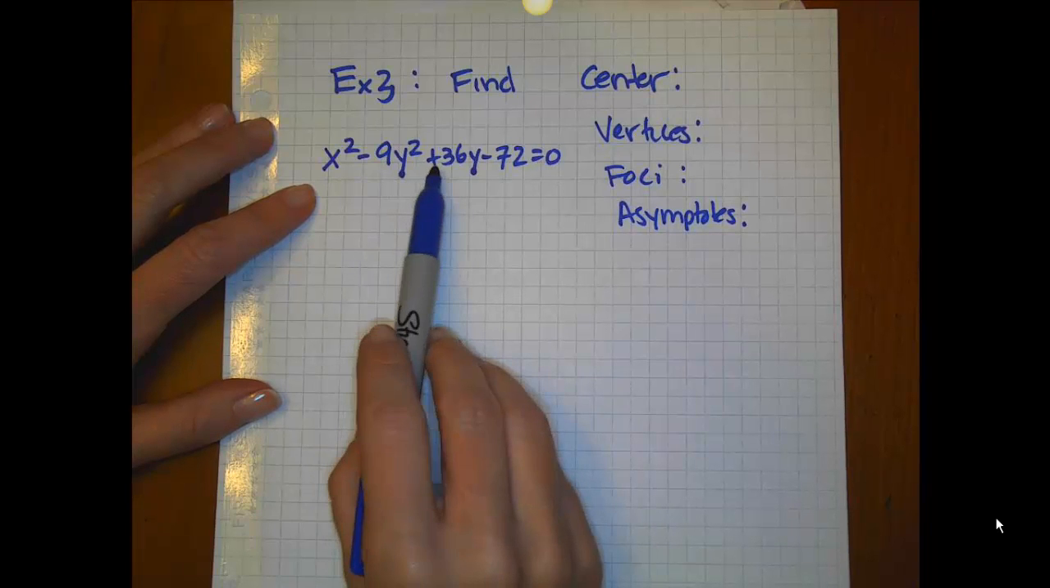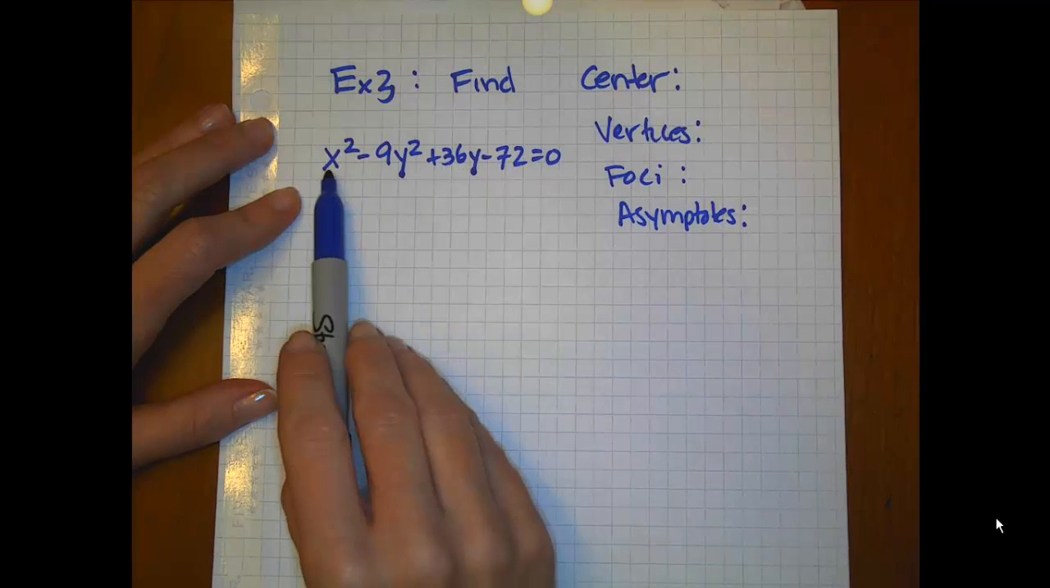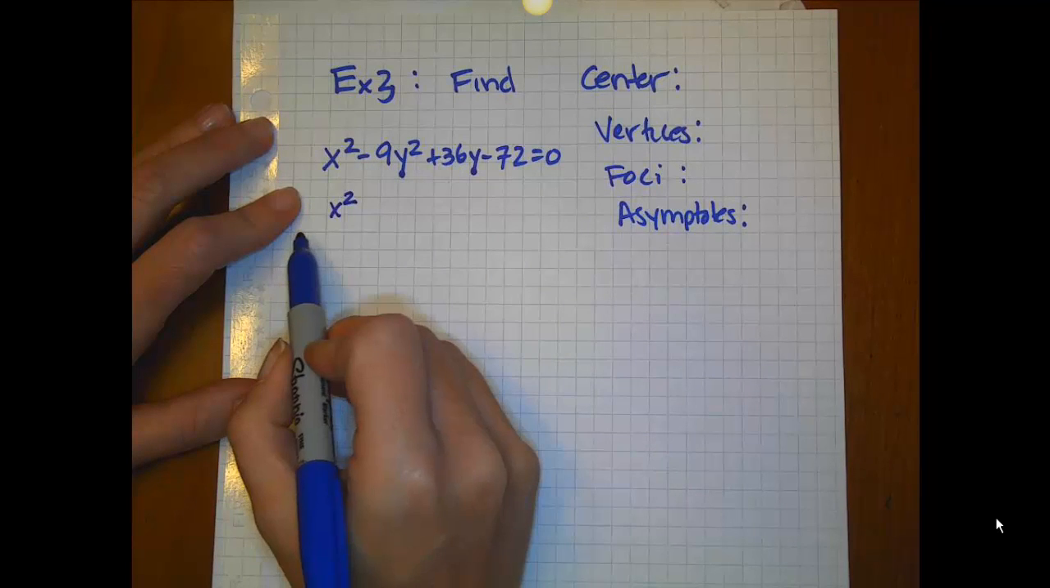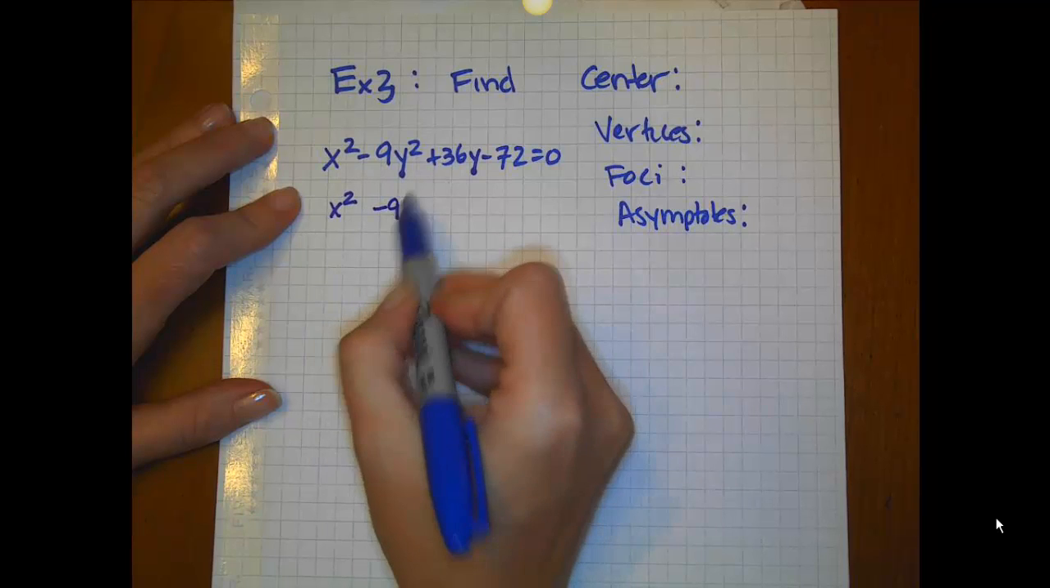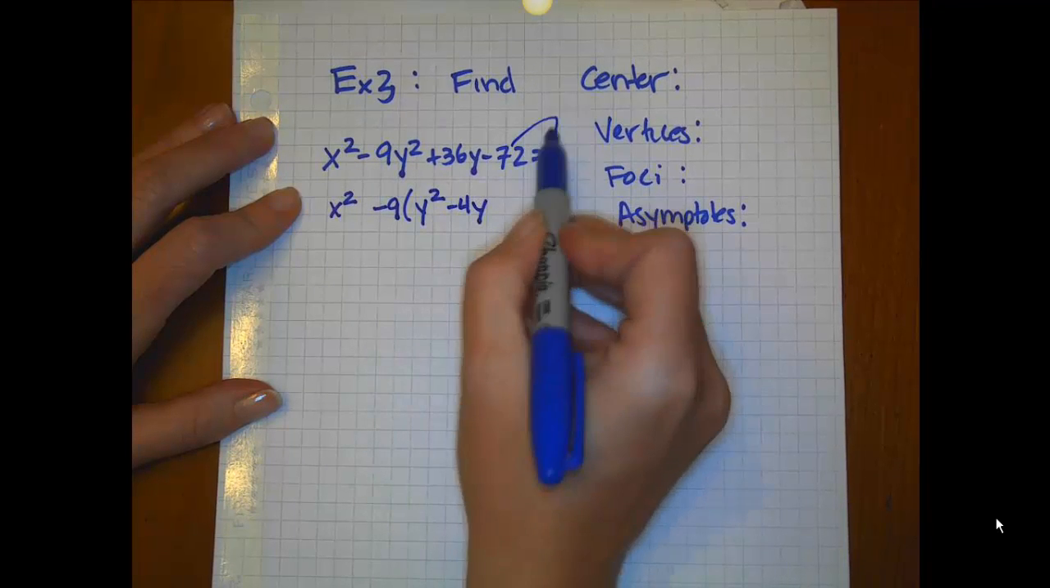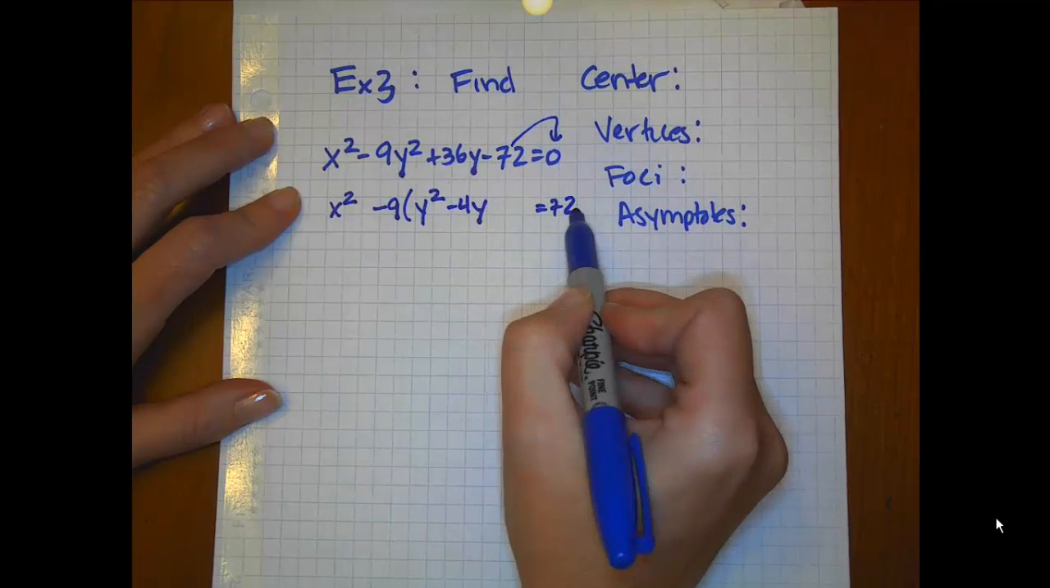The big idea is we can't deal with a linear term. So I'm not going to have to do any completing the square with the x family because there are no linear x terms. But I am going to factor out a negative 9, which yields y squared minus 4y, and I'm going to pop the 72 to the other side.